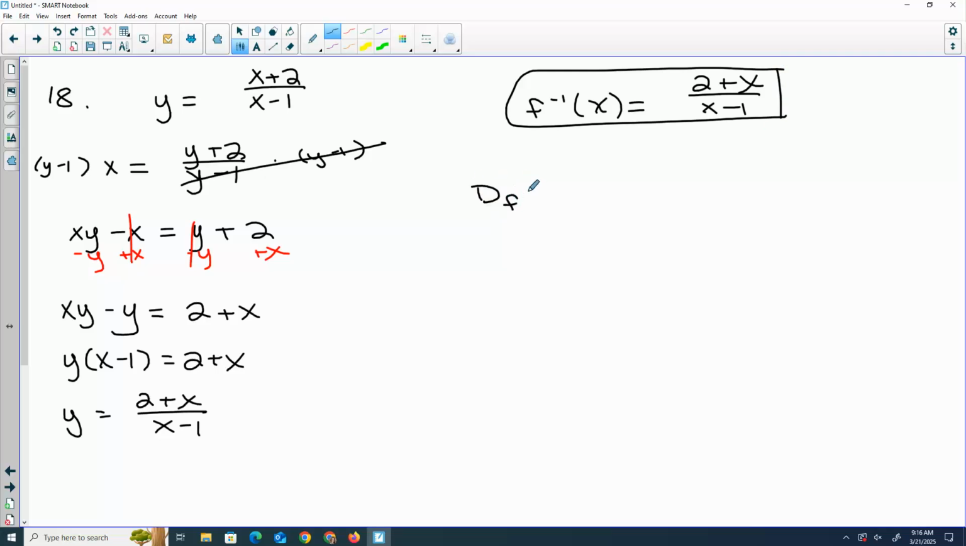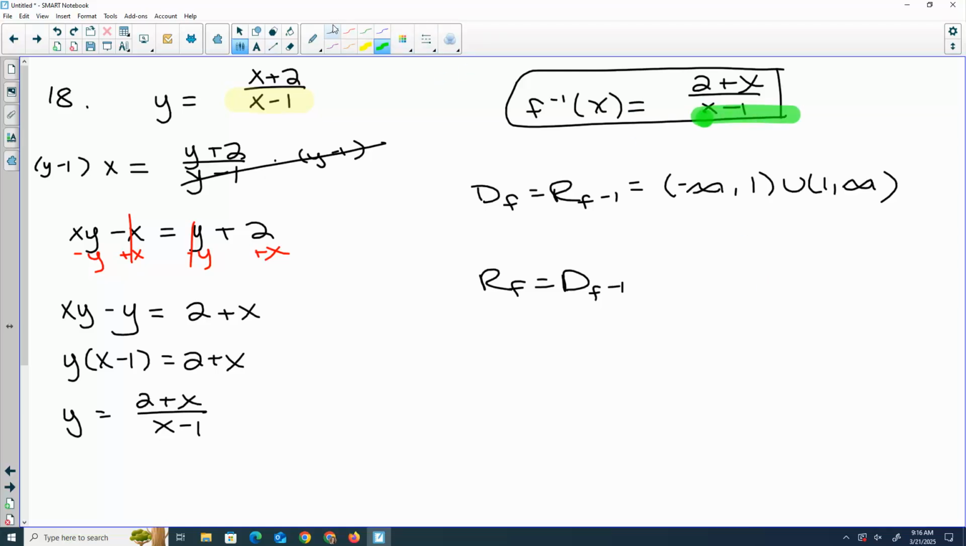Now, domain of the function is range of the inverse. Range of the function equals domain of the inverse. Looking at the original function, the bottom can't be 0, so x can't be 1. So negative infinity to 1, and then 1 to infinity. To find the range of the function, we look at the x of the inverse, can't be 1. So it's the same thing.